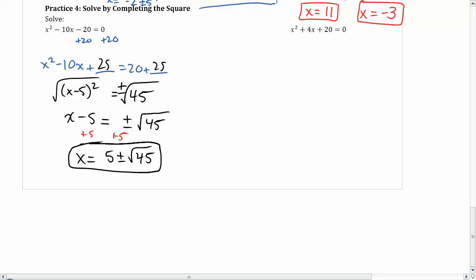Tomorrow, or in the next video, we'll learn about how you actually simplify a square root, which doesn't perfectly take the square root down to an integer. Okay, so 5 plus or minus the square root of 45, perfectly fine. This last one is yours. Good luck.